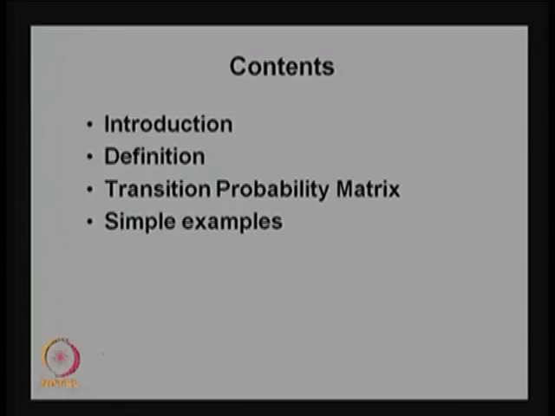In this stochastic process course, we are going to discuss discrete time Markov chain, and this is lecture 1. In this lecture I am going to discuss the introduction about the discrete time Markov chain, followed by the definition and an important concept called the one step transition probability matrix, and a few simple examples also.